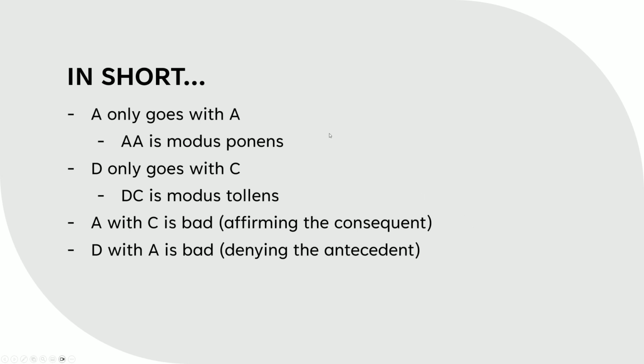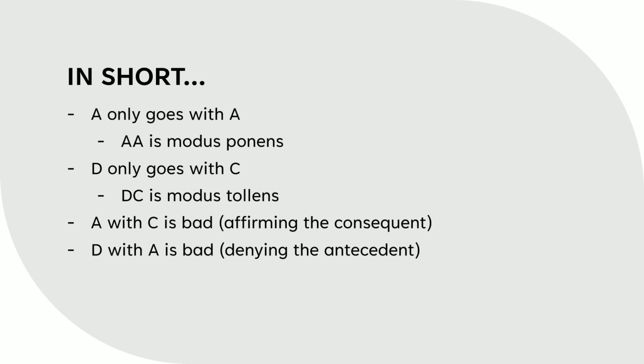Think of it this way. A only goes with A. If A goes along with C, affirming the consequent, bad. A only goes with A. D only goes with C, our nation's capital, DC. If D goes with A, denying the antecedent, bad. Okay, so that's how you remember it in your mind. Want to make a valid argument? A, A or D, C. Want to make an invalid argument? Put A with C or D with A.